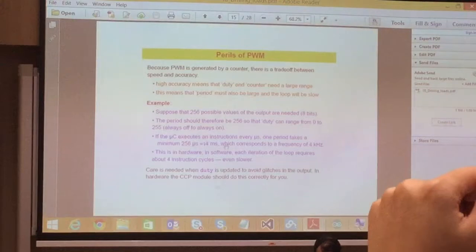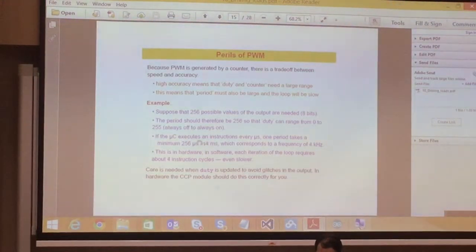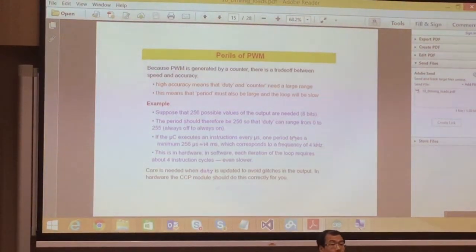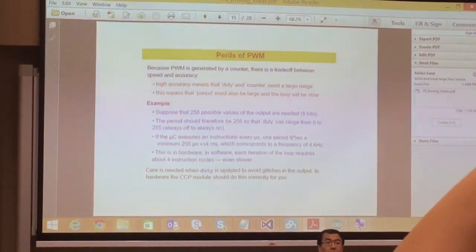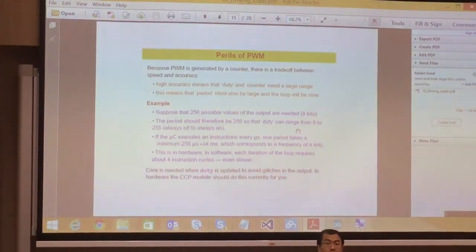For example, let's say your microcontroller needs to execute the instructions every microsecond. That means one period needs 40 milliseconds, which corresponds to a frequency of 4 kilohertz. It depends on the application, but for some applications this frequency is too low. So the disadvantage for PWM is that there is a limit for the frequency that you can go.